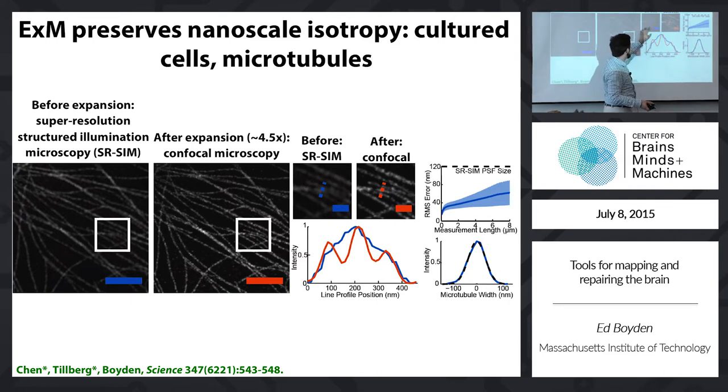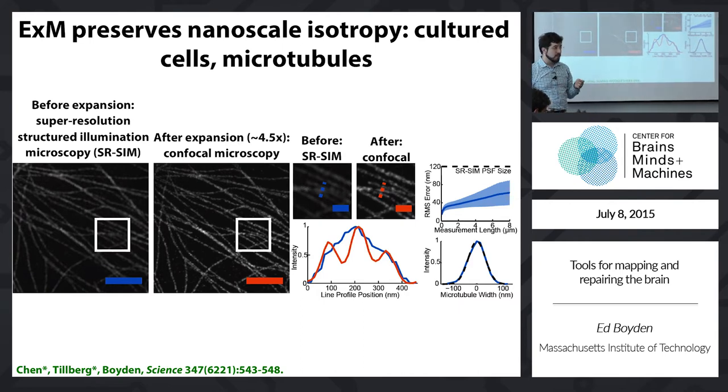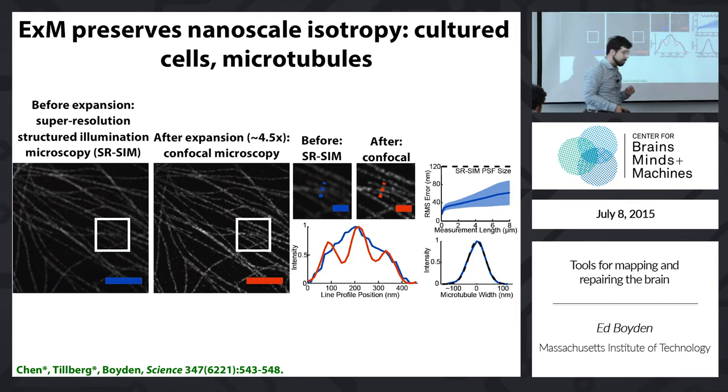We can also, because we know the size of these microtubules, compare before and after. If you draw a line through the microtubules in this area before expansion, it looks really blurry. But if you draw the same line after expansion, you see three peaks. That's because there are three microtubules there. And since we know how wide the microtubules are, we can calculate the distortion of our imaging method. And again, you get around 60 nanometers or so.